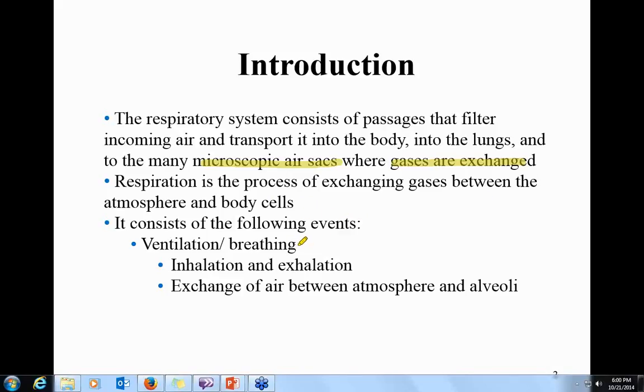That's breathing. And a lot of times we think of breathing as respiration, but breathing is also called ventilation, inhalation and exhalation. Respiration, for the purposes of this lecture, will be more referring to gas exchange.